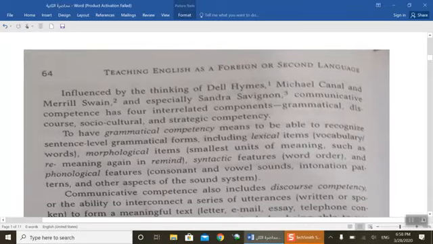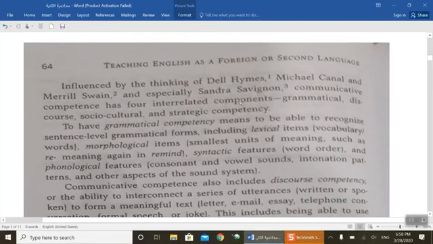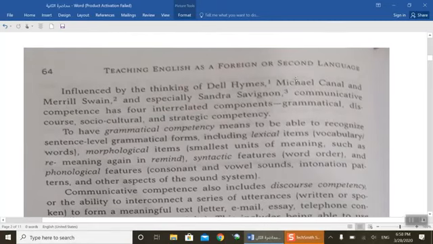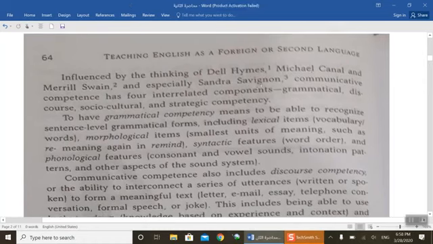Influenced by the thinking of Dell Hymes, Michael Canale and Merrill Swain, and especially Sandra Savignon, communicative competence has 4 interrelated components. Communicative competence alone is not enough, so we have 4 other interrelated competences. They are very important here.